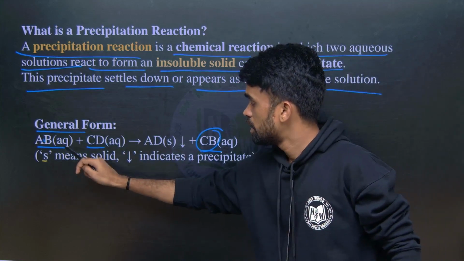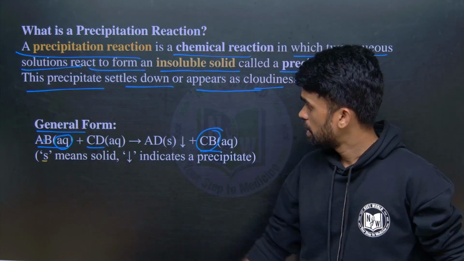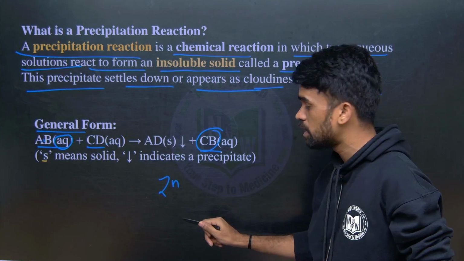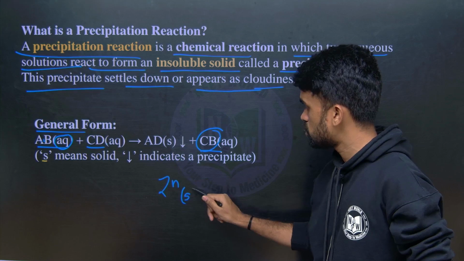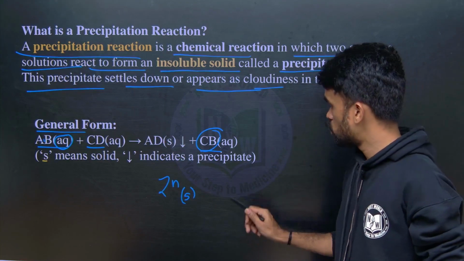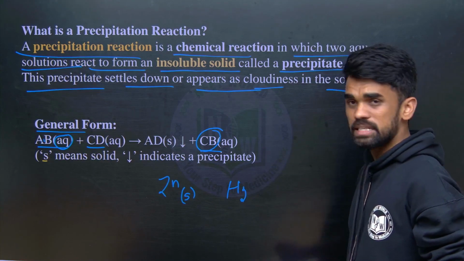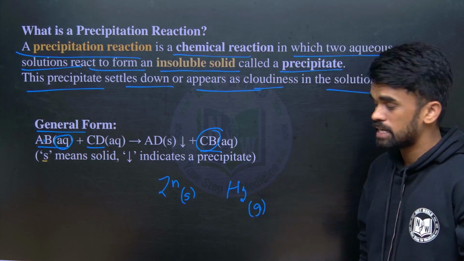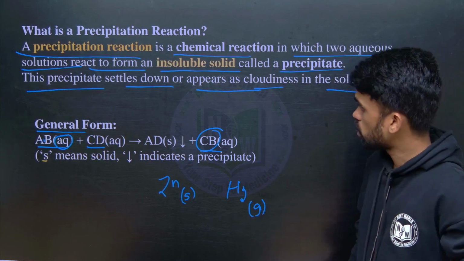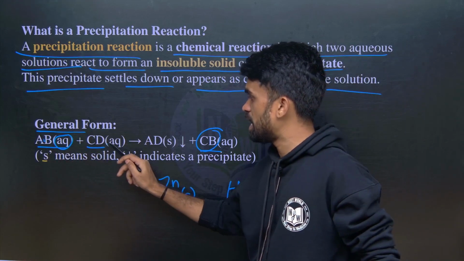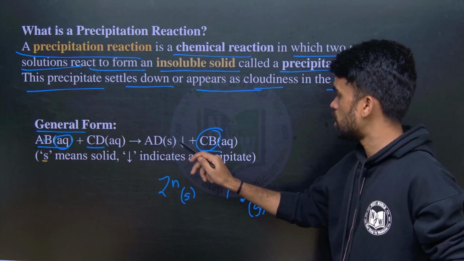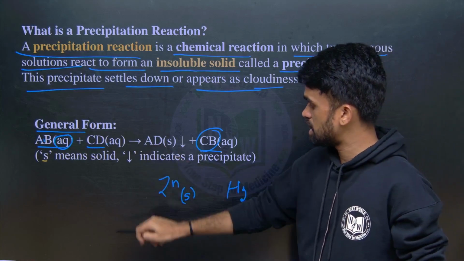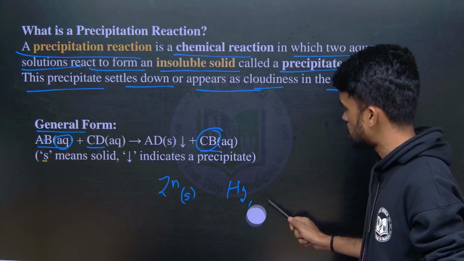Here we have particular substances. For example, if I write zinc, zinc is a metal, so we should represent it in the solid form. If we are writing H2 gas, I explained this already: since it is a gas, we should write its physical state G as a subscript. So AB aqueous solution, CD aqueous solution forming AD a solid, CB another aqueous solution. So their physical states are mentioned here. I hope that is also clear.